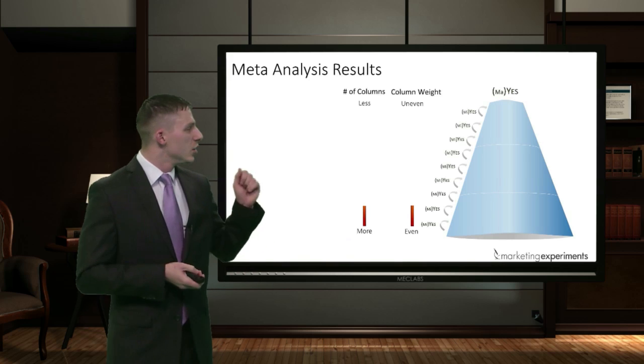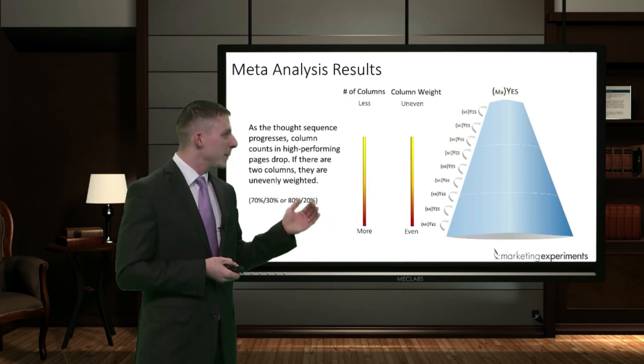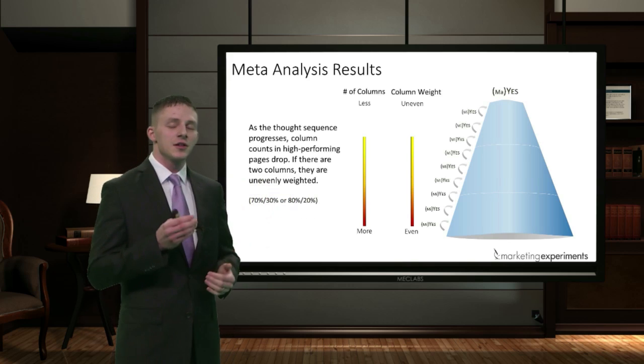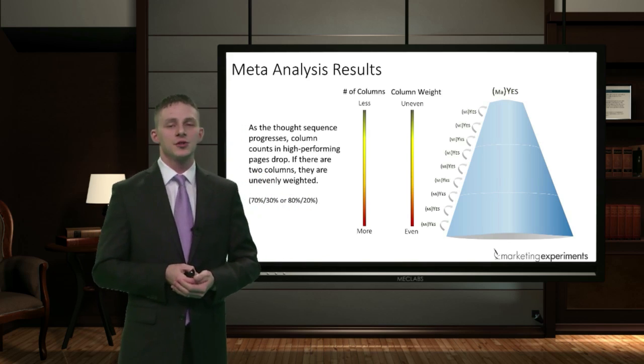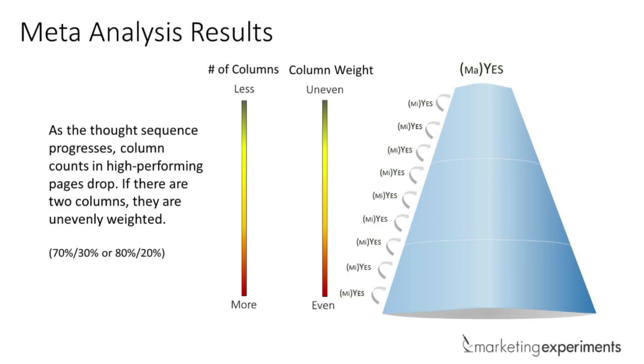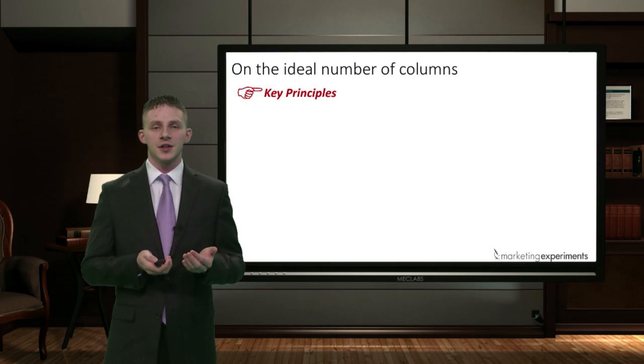But that's not all. As we looked through each page type and the source traffic, column counts in high performing pages dropped as the thought sequence progressed. Often, if you don't have a single column, you have two columns, and they're usually unevenly weighted, with a primary column of 80% and a secondary column of 20%, or 70-30. So this brings me to a conclusion, and this was the big result, and it comes to the issue of columns.